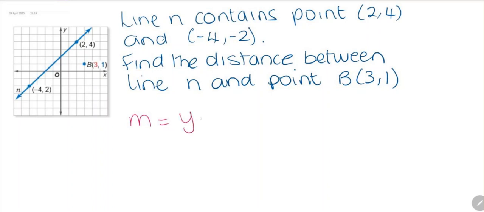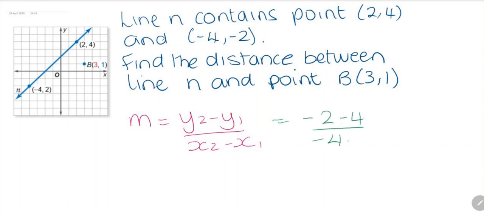So y2 minus y1 divided by x2 minus x1. And if we put in the values, we will have -2 minus 4 and -4 minus 2. So this is going to give us -6 divided by -6, which means the slope will be 1. So this is the slope.